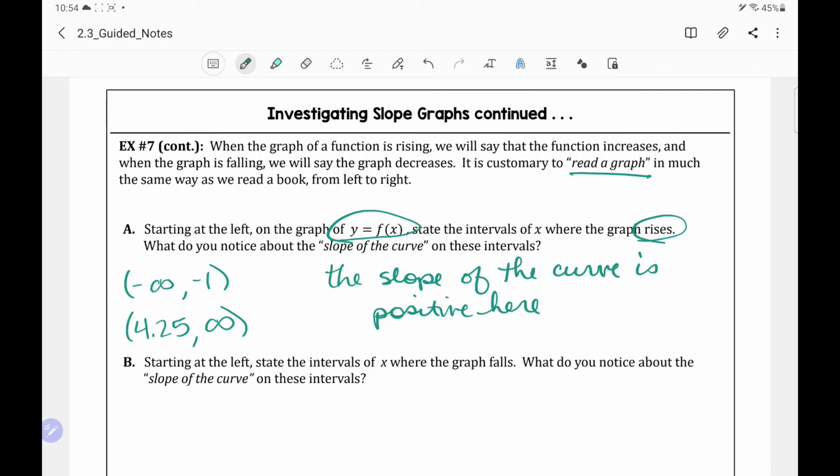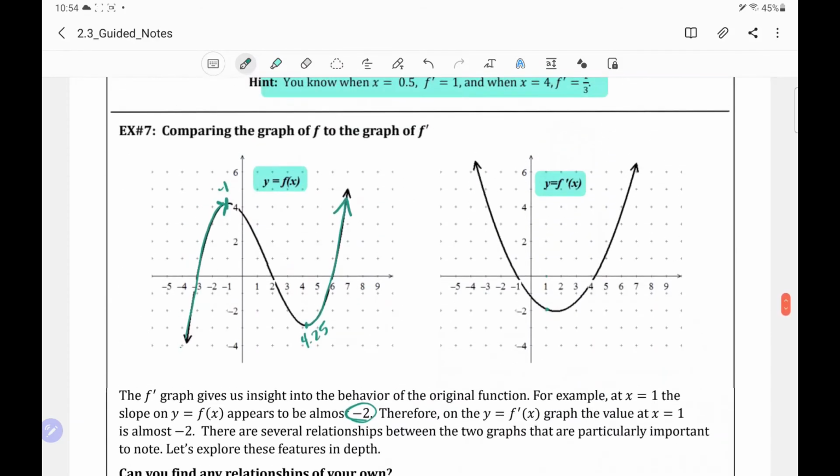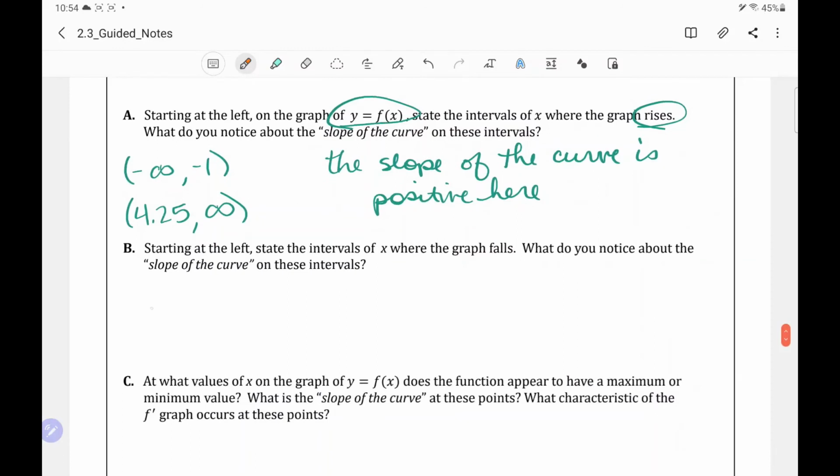Or rising. Starting at the left, state the intervals of x where the graph falls. What do you notice about the slope of the curve on these intervals? Well, let's think about it. This section in between here is when it's falling. So we can just know that it's the interval from -1 to 4.25, right? The interval between these two increasing intervals. And so what do we know about that? It's decreasing.